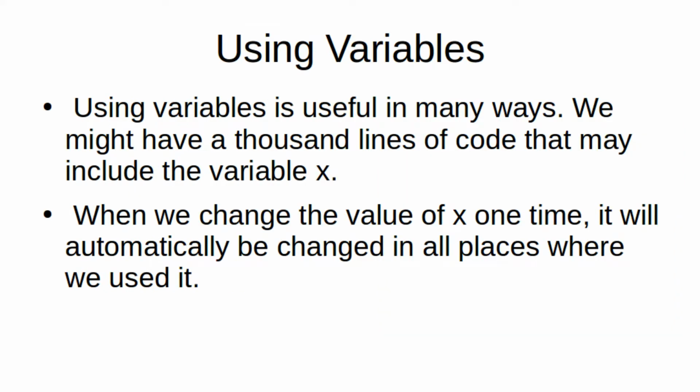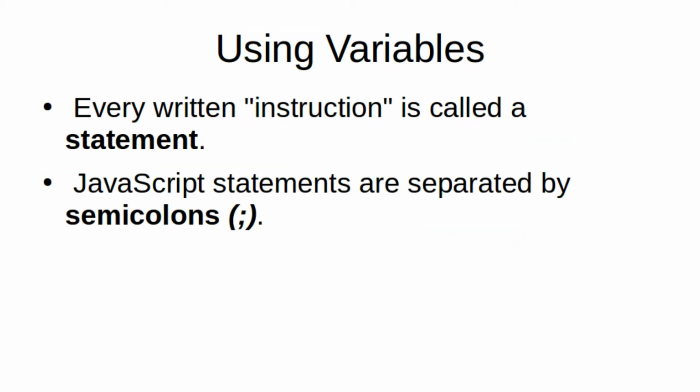Using variables is useful in many ways. We might have 1,000 lines of code that may include the variable x. When we change the value of x one time, it will automatically be changed in all places where we use it. Every written instruction is called a statement. JavaScript statements are separated by semicolons.